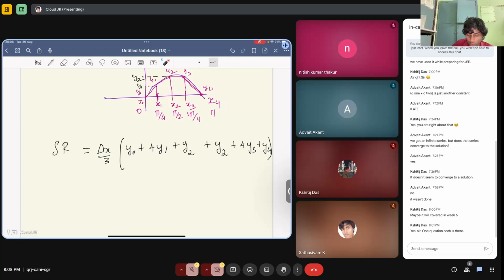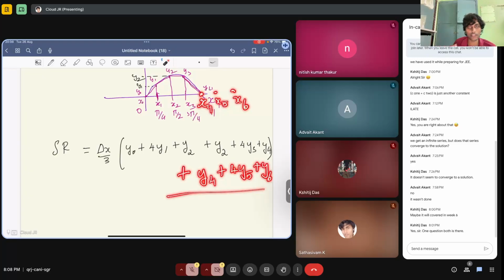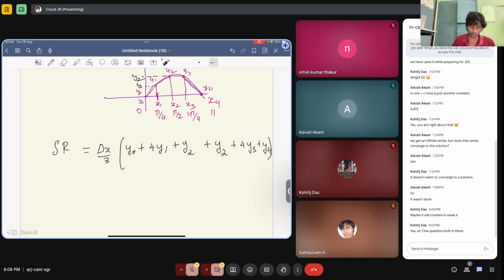If you want to do Simpson rule, you have to take 3 points at a time. So in this case, 3 points at a time, 3 points at a time. Like this you will have. So this is the Simpson rule. If you have another 3 points, then you can also do the same. So let's say this is x4, x5, x6, and the Simpson rule becomes y4 plus 4y5 plus y6. Okay, so you can add these points. So this is the Simpson rule.